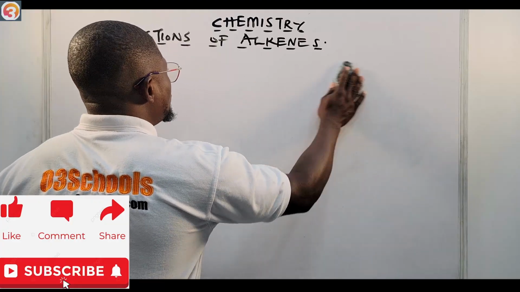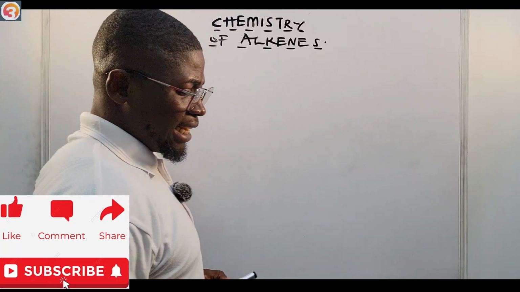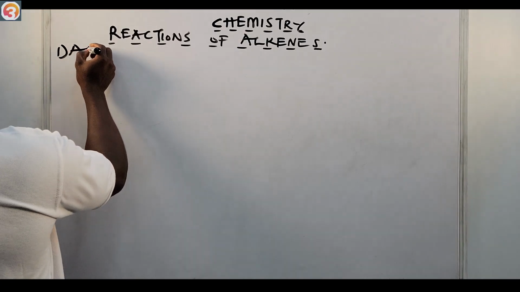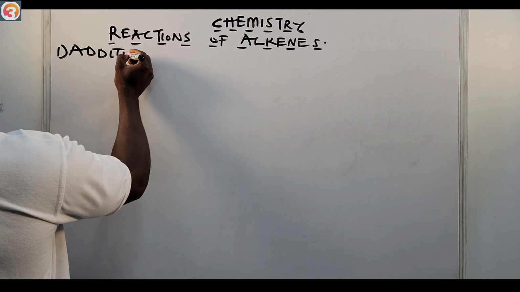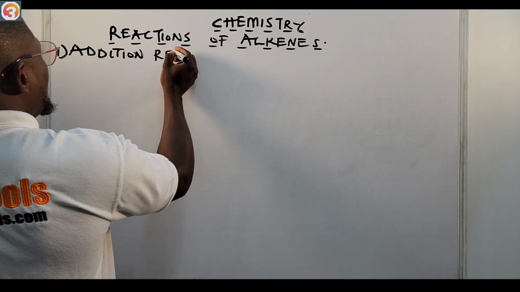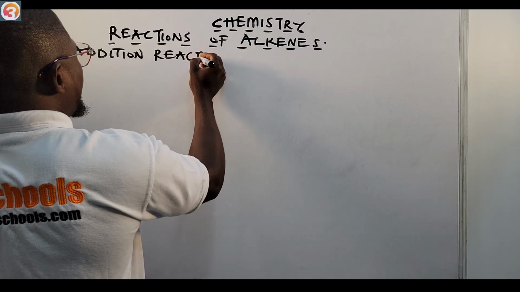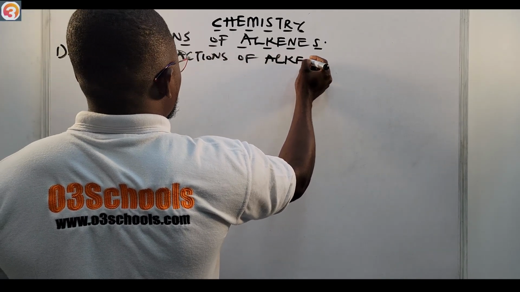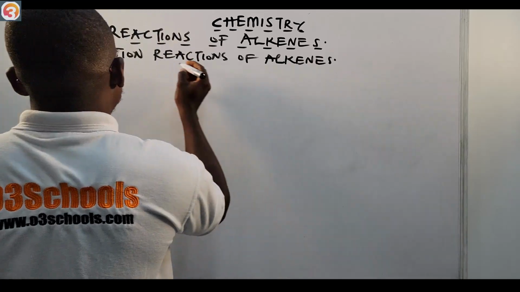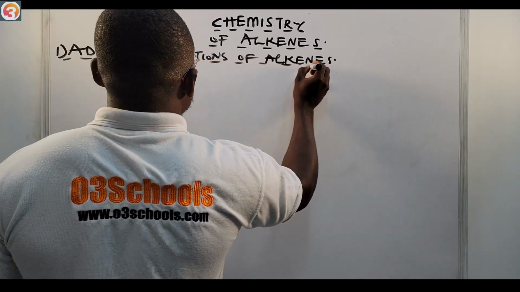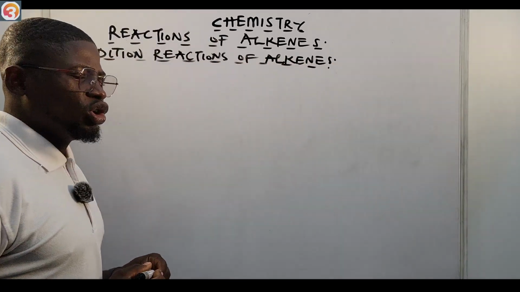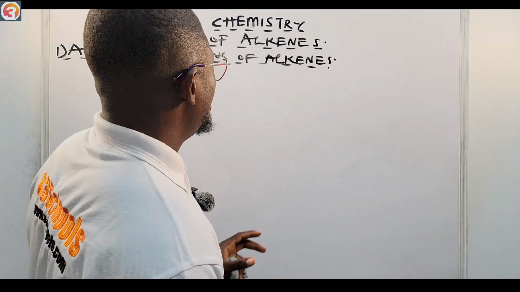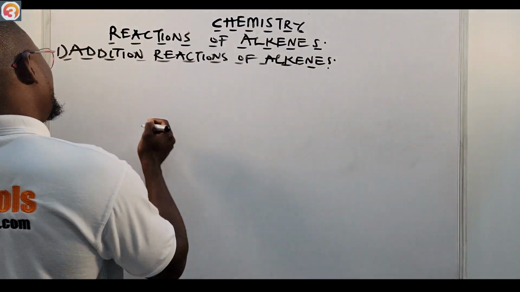So let us go to reactions of alkenes. The first ones, like I said, I'm going to be looking at are addition reactions, the addition reactions of alkenes. So the first addition reaction we are going to look at is the addition of hydrogen, the one we call catalytic hydrogenation.